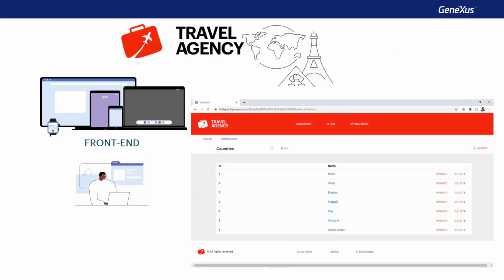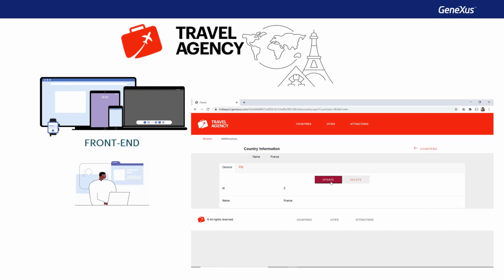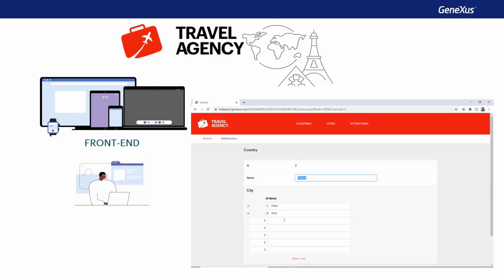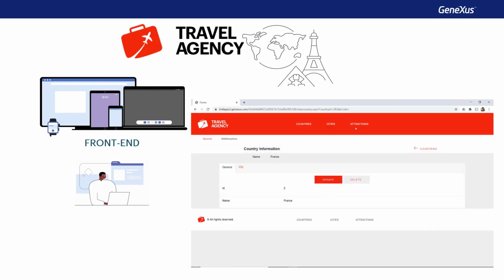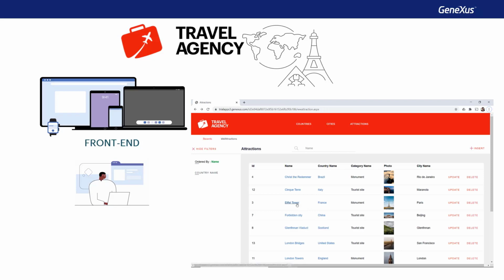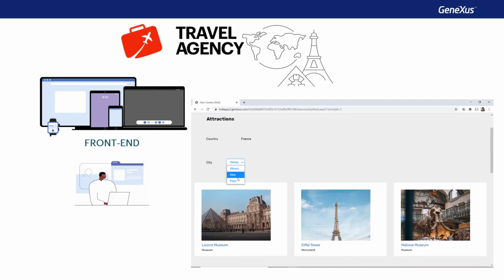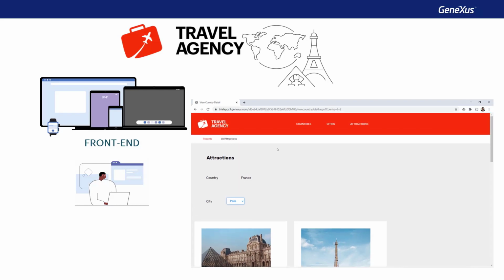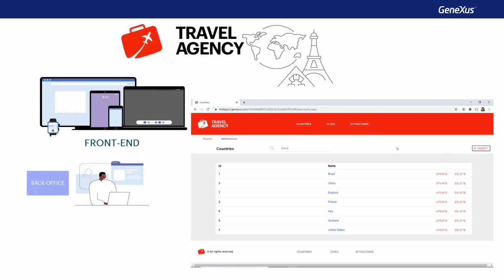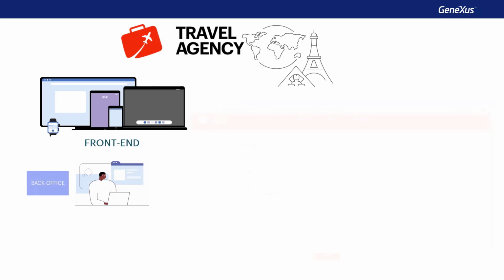We'll develop a part of the app to be used only by the staff at the travel agency, so they may enter the data about countries, cities, and tourist attractions offered, as well as information on flights, customers, and so on. This is the one known as back office.